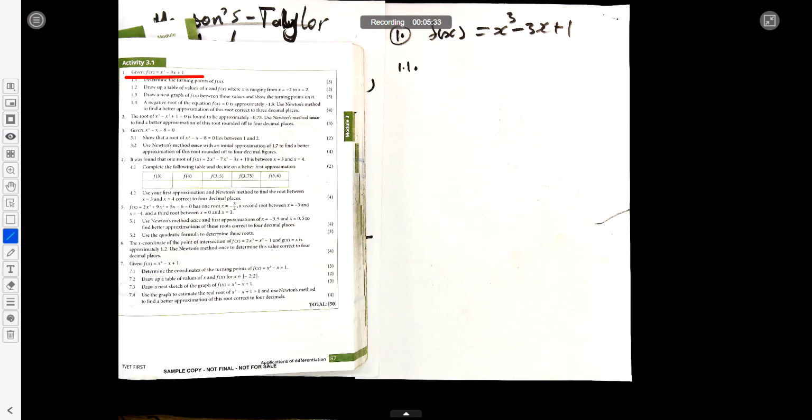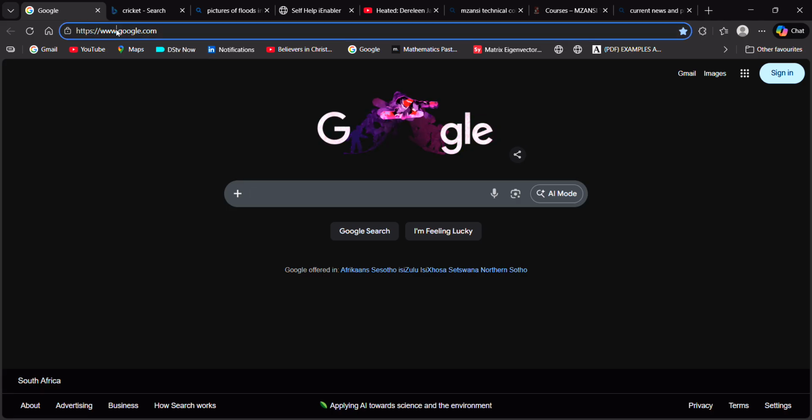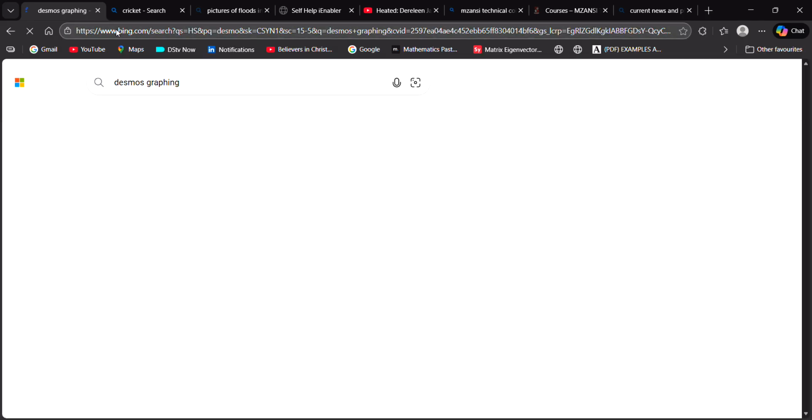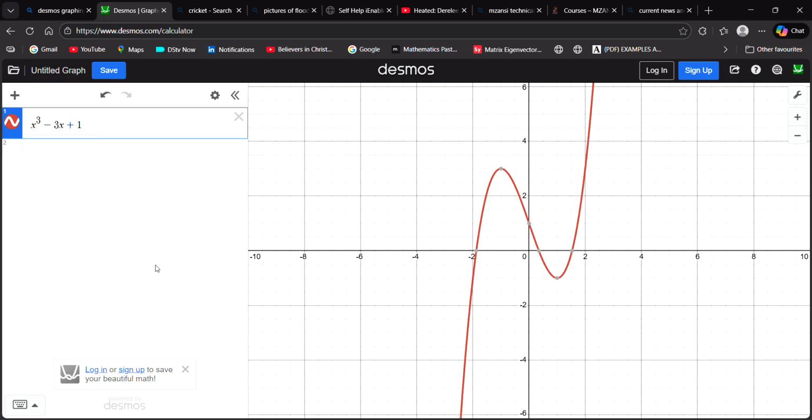In fact, let me do a quick drawing of a graph. I think the other time we used this means graphing, to have a rough sketch of that function. So if we have x cubed minus 3x plus 1, we wanted that rough sketch.